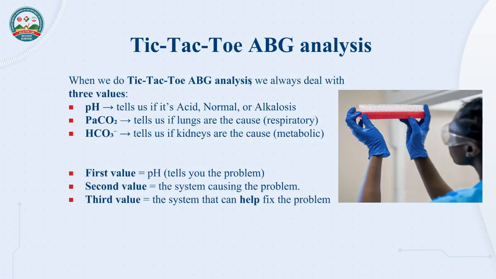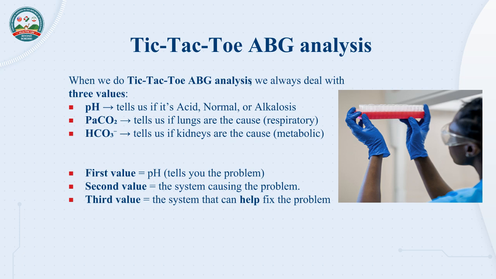In ABG interpretation, we can use the Tic-Tac-Toe Method to organize our thinking. We look at three key values. First, pH tells us if the blood is acidic, normal, or alkaline. Second, PaCO2 shows us if the problem is respiratory. Third, HCO3 shows us if the problem is metabolic.